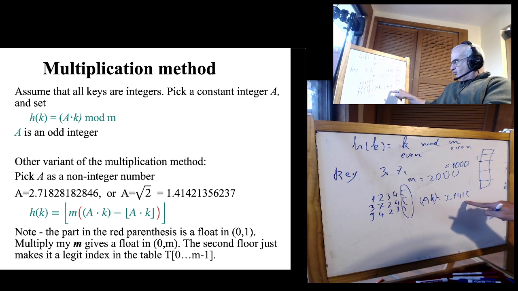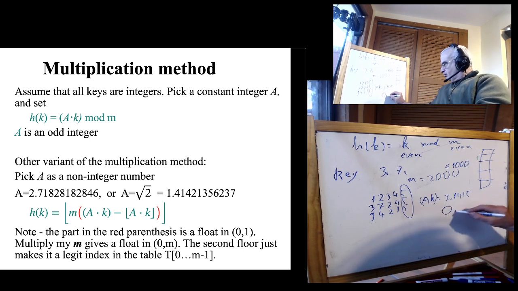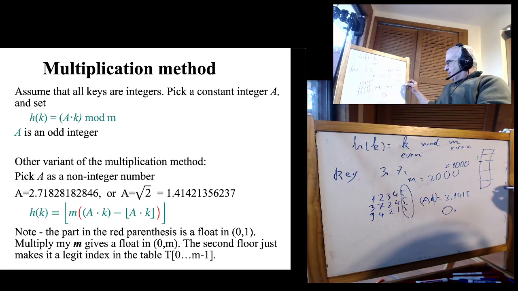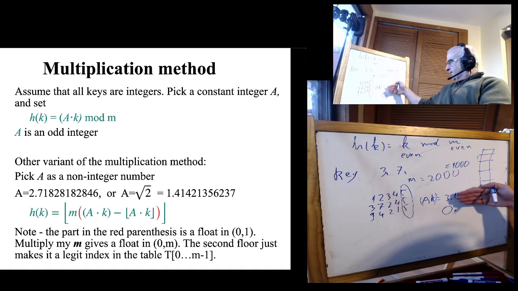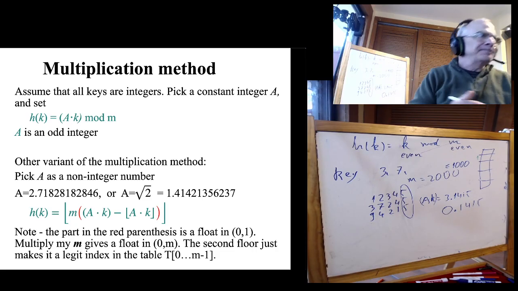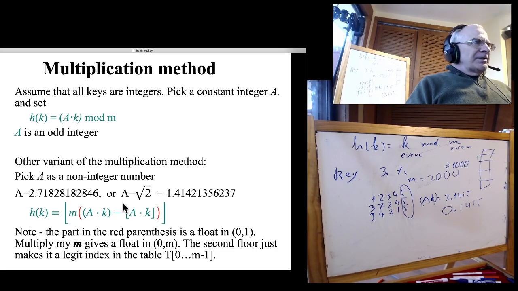Should give you a number between 0 and 1. It takes this number, the floor of this number is of course just 3. This minus 3 gives me 0.1415, and so on. And here all the digits participate, and this is a number between 0 and 1.